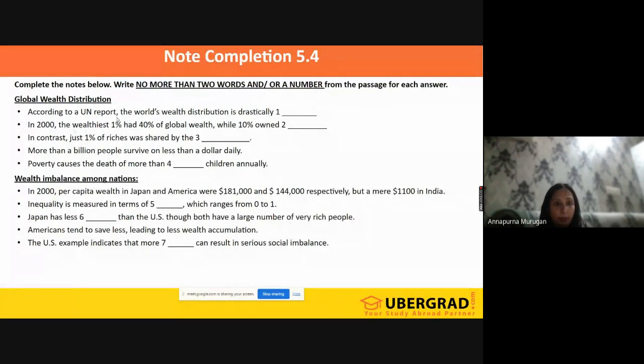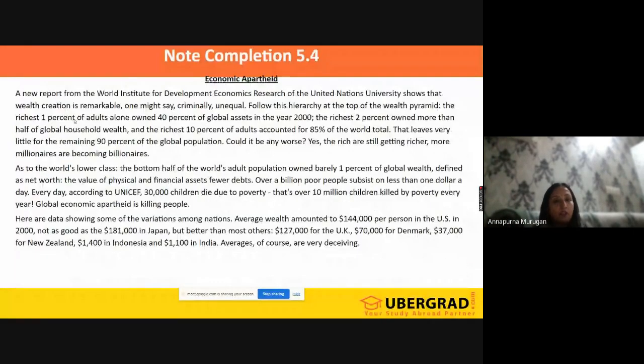According to a UN report, the world's wealth distribution is drastically dash. Did you understand this? We have the UN report. According to it, the world's wealth distribution is drastically something. Let us try to see. Try to locate what you are looking for. According to the UN report, the world's wealth is drastically something. What is it?